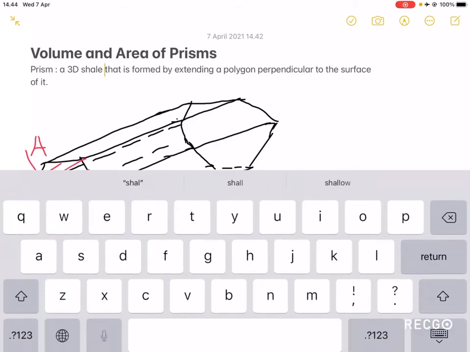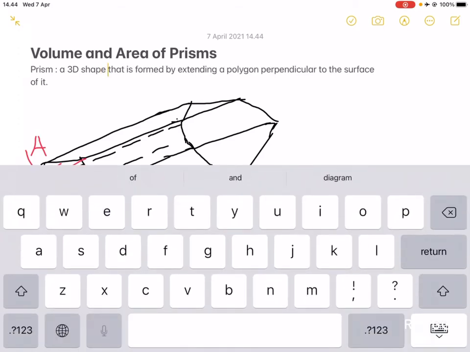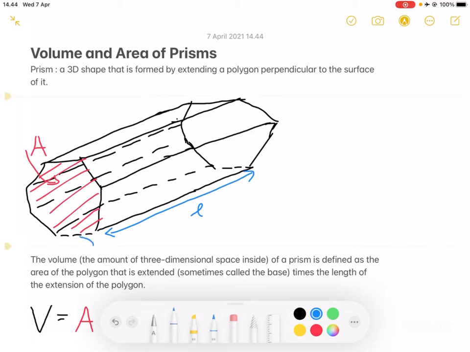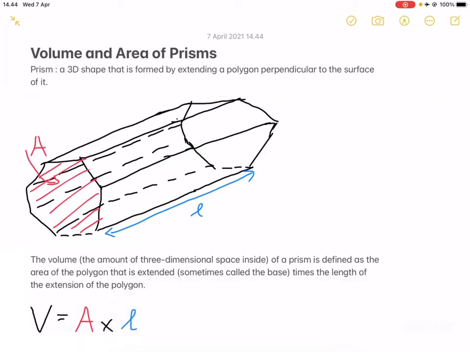So a prism is a 3D shape that is formed by extending a polygon perpendicular to the surface of it. So here is an example of a prism. Notice that we have a polygon right here, shaded in red, and it is being extended perpendicular to the surface of it. So it is being extended three-dimensionally. So that's just the definition of a prism.